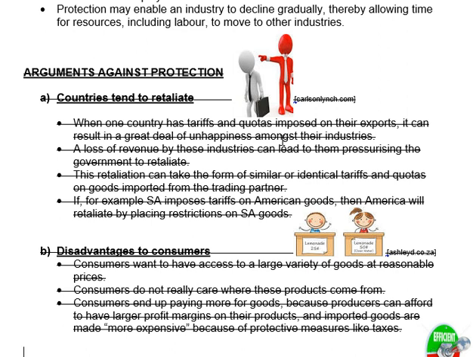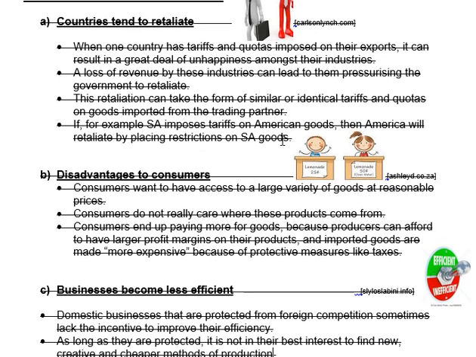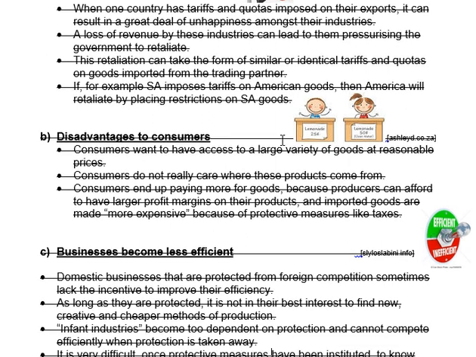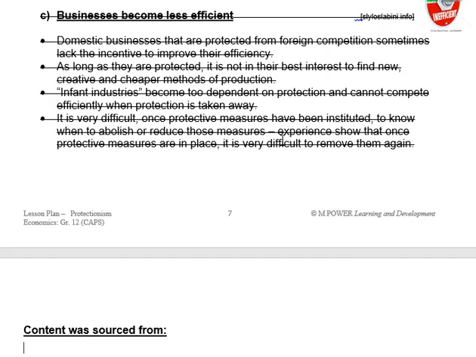You are going to scratch out the arguments against protection. You don't have to study them. I'm going to give you the page numbers. It's all the way from countries tend to retaliate. This is on page 104. You scratch that out. Then B, disadvantages to consumers, you scratch it out in your textbook. That is all still on page 104.